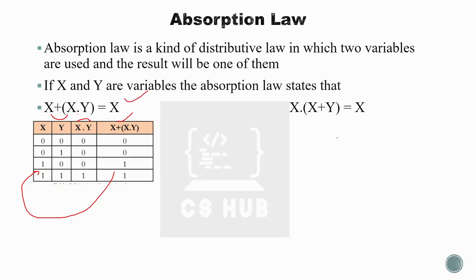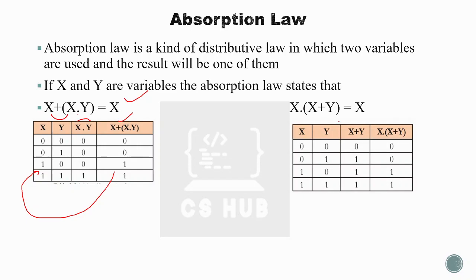Next, x into (x plus y). This is the truth table: x, y, then x plus y, then x into (x plus y). Check whether this is equal to x. Correct. So this is the proof for absorption law.